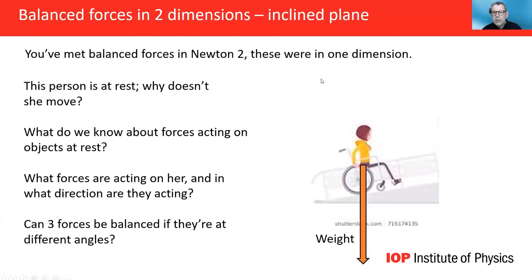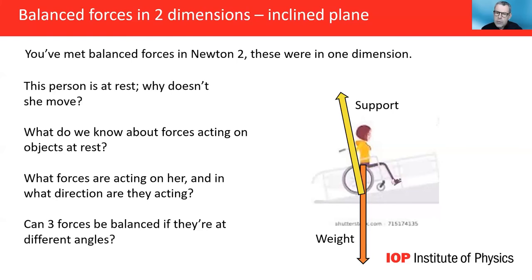So the first force is weight, acting directly down. And that is always going to act down irrespective of the angle of the slope. Now, without the slope, this person would want to move downwards, and so there needs to be a force opposing that, and that is the support force. Now the support force is at right angles to the slope.